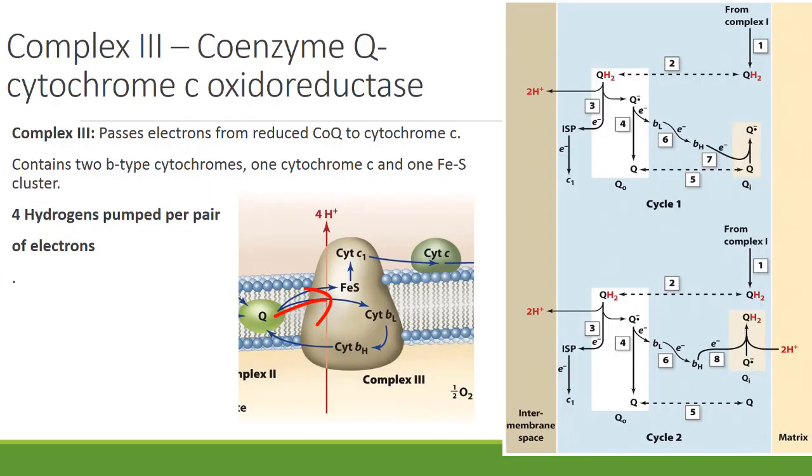In complex 3, electrons are picked up from the reduced CoQ and are transferred through 2 B-type cytochromes, 1 cytochrome C, and 1 iron-sulfur cluster, and are eventually picked up by cytochrome C transport protein. Because CoQ is a 2-electron carrier, where cyto C can only accept 1 electron at a time, the ETC utilizes the Q cycle, where 1 electron is transferred through complex 3 to the transport cytochrome C, and the second electron cycles back to CoQ for 1 round and then is transferred to cytochrome C. This cycle also allows complex 3 to pump 4 protons from the matrix into the intermembrane space per electron pair.